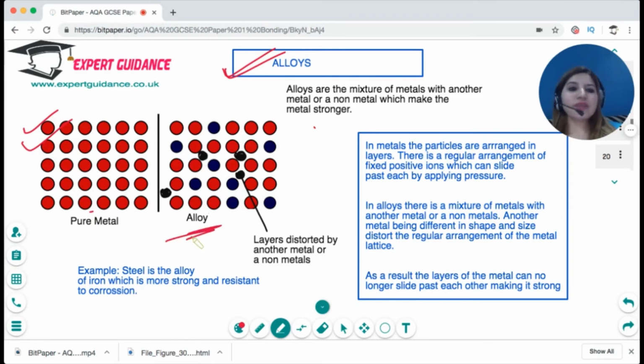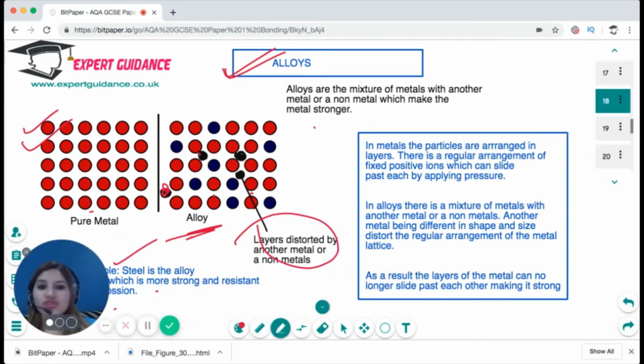When you mix it with another metal or a non-metal being different in size, it interlocks these spaces so the metals can no longer slide over each other. Example, steel is the alloy of iron, which is stronger and more resistant to corrosion.